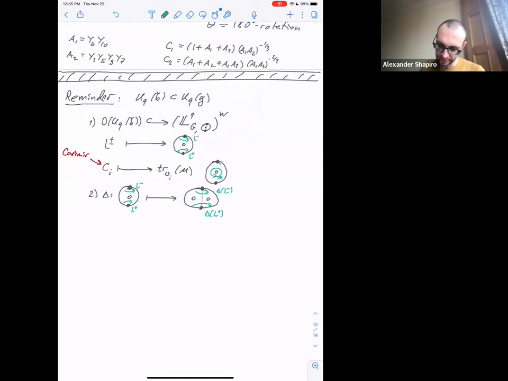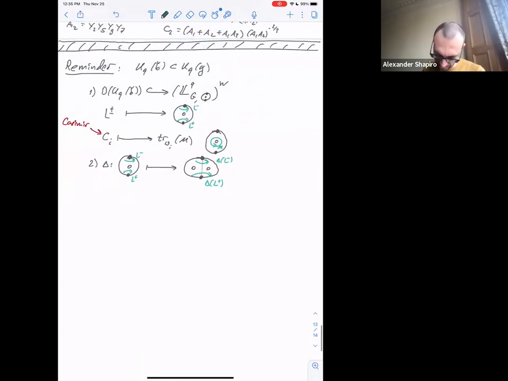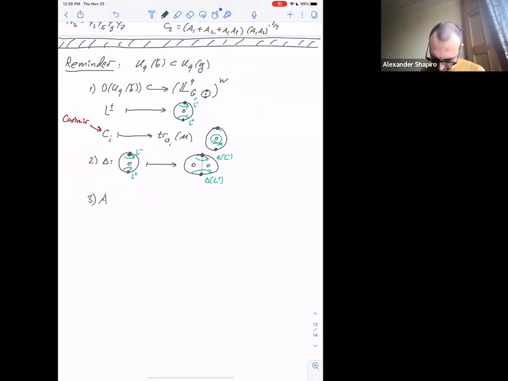All right, and finally, we've seen what the R matrix does. So conjugation by the universal R matrix corresponds to taking this picture, which can represent the standard square of the quantum group, and just swapping two punctures. Oops, sorry.